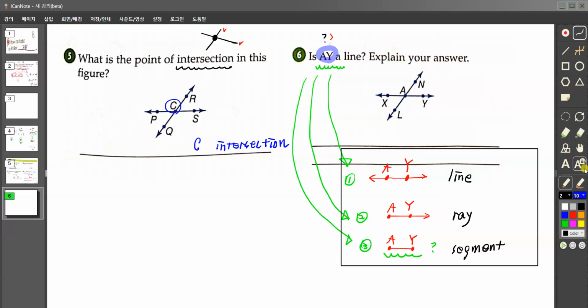21, 22. Oh, right, here. Wait, what? 21, 21, here it is. Yes, the line goes infinitely in both directions. So if the answer was made like that, then he imagined this kind of situation. He can say to us it is a line.